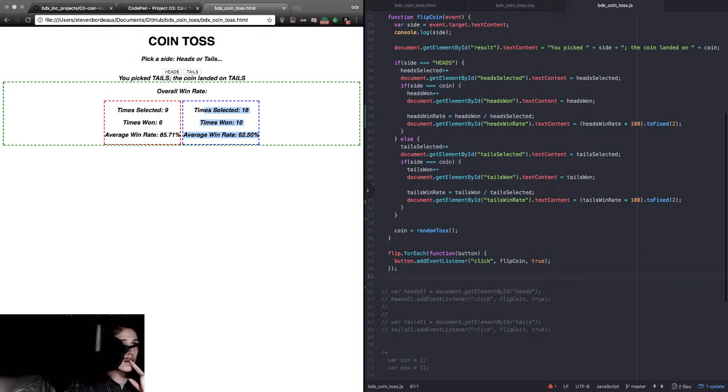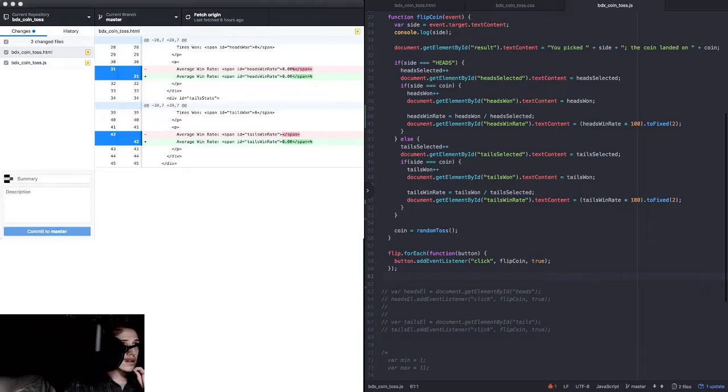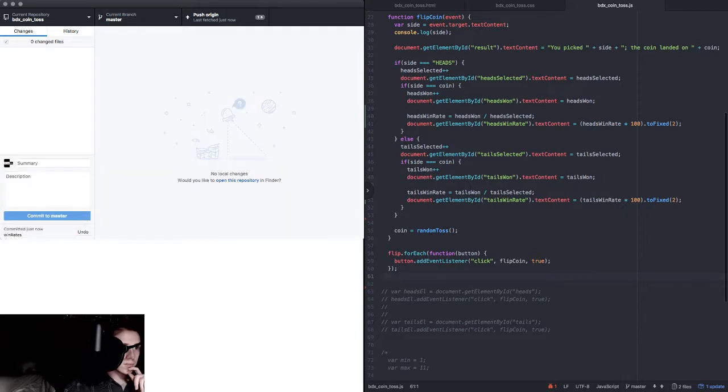OBS. Minimize and open back up. Good, good. Now, what are we gonna call it? We will call it win something. Win rates. Yeah, good. See? Win rates. Commit to master. And push. Commit and push. Resolving details. Fetching.